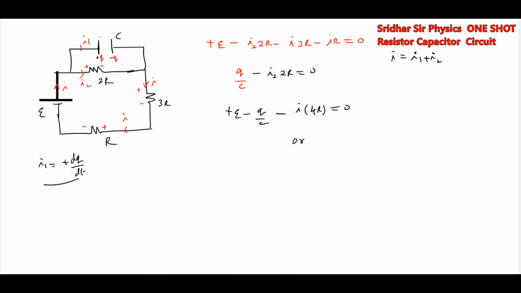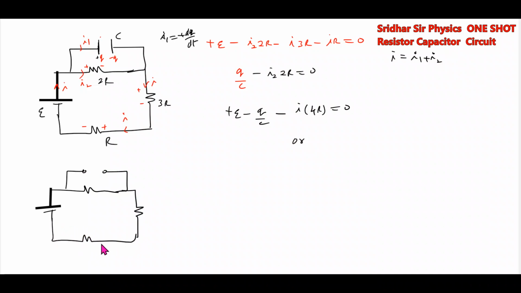Or at steady state, at t equal to infinity. Another method: at steady state, the capacitor will be an open circuit. We'll calculate the drop here. A constant current I will flow. What is I equal to? E by 6R. Then what is the drop? VAB is equal to I into 2R.